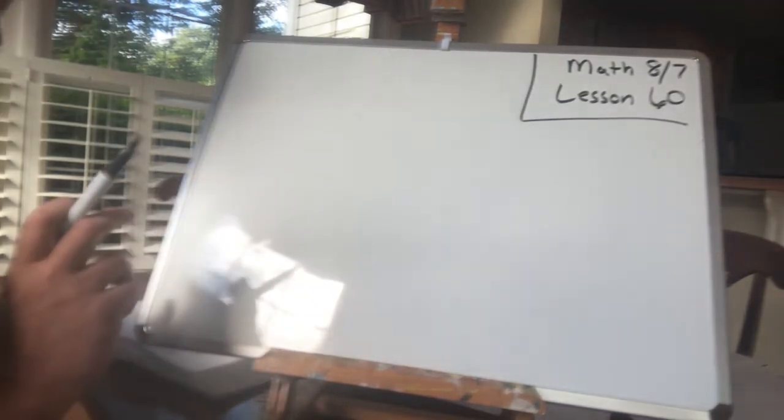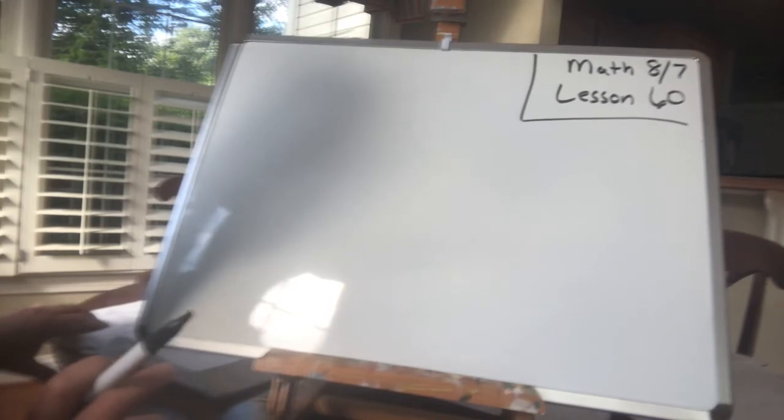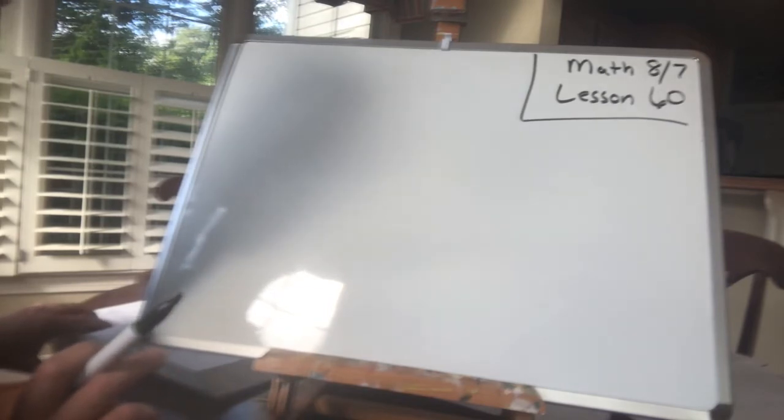We're going to be working on lesson 60, which is fractional part of a number, part one, or percent of a number. Okay, so it's going to give you a word phrase, and we need to translate this into an equation that we can solve. The first example, example 1, says, what number is 0.6 of 31?